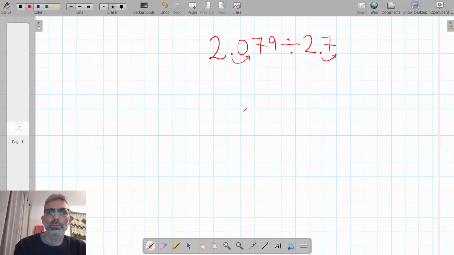So I rewrite this problem as 20.79 divided by 27, because I want the divisor to be a whole number. Okay, 27 does not go into 2, put a 0. 27 does not go into 20, I put a 0. I put the decimal above the decimal.